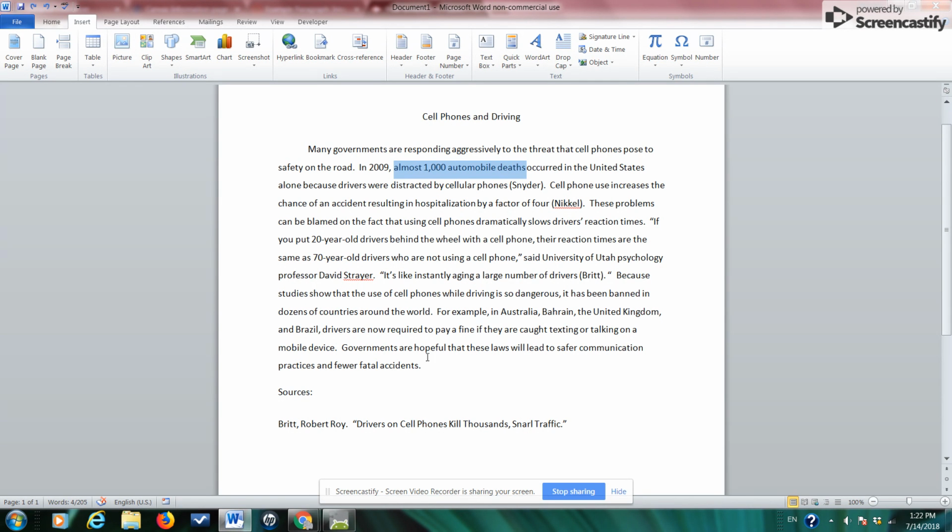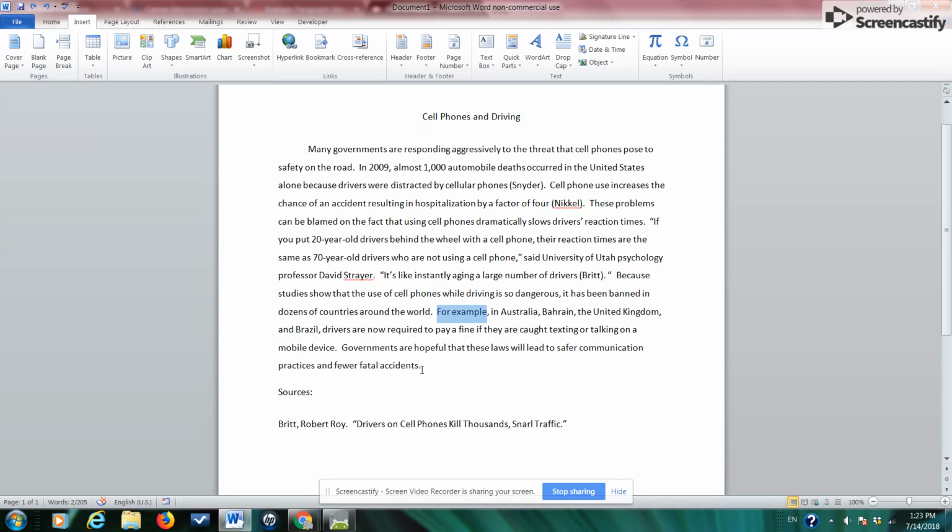So statistics are good. Second, quotations. We have this quotation here from a university professor. Quotations from experts on the subject make your argument stronger. And then we have examples, and that's here. For example, the words for example tell us that there's going to be an example. That also makes your paragraph stronger. So remember, you want to try to have these things in your paragraphs.